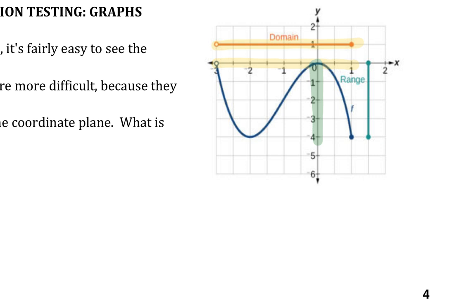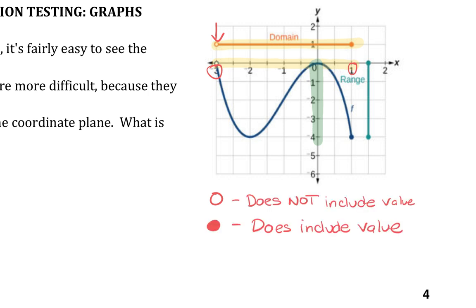If we want to write the domain, we need to know where it starts on the x-axis. It starts at -3 here, and it goes and goes all the way till we get to 1. Now this right here is a really important point. That open circle means that the graph stops there, but does not include that value. I've written that down there.